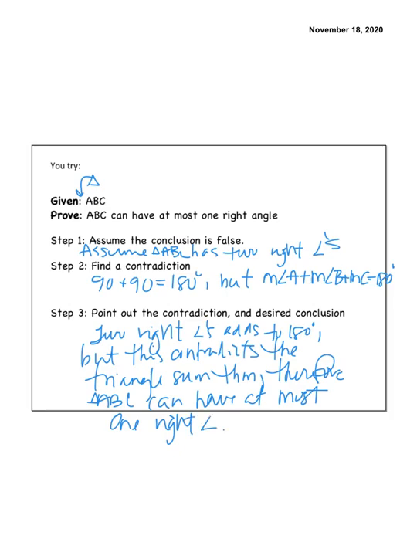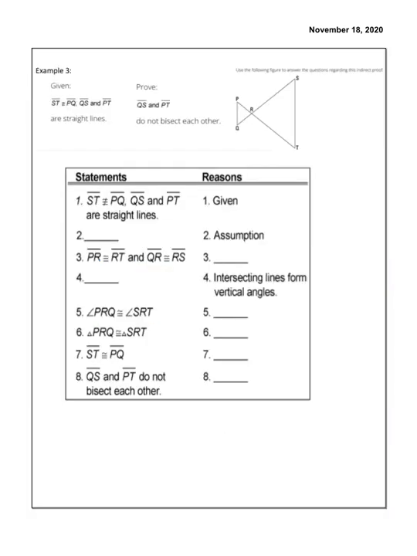Hopefully you were successful with that problem. So here's one more. It's in a two-column format, but it's the same idea. We're going to use the same three steps, but we'll have some additional two-column proof process steps along the way. So we're given that ST is not congruent to PQ, and QS and PT are straight lines. What we're trying to prove here is QS and PT do not intersect, do not bisect each other.